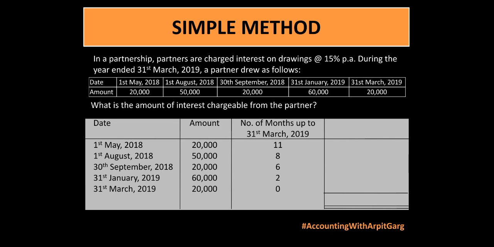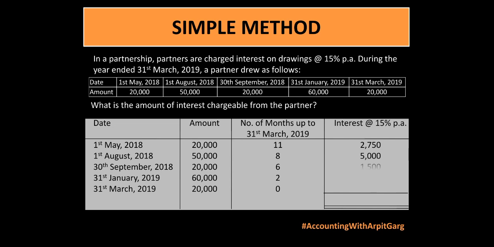So you can calculate from 1st May to 31st March, 11 months. Then 1st August to 31st March, 8 months. 30th September to 31st March, 6 months. 31st January to 31st March, 2 months. 31st March to 31st March, 0 months.